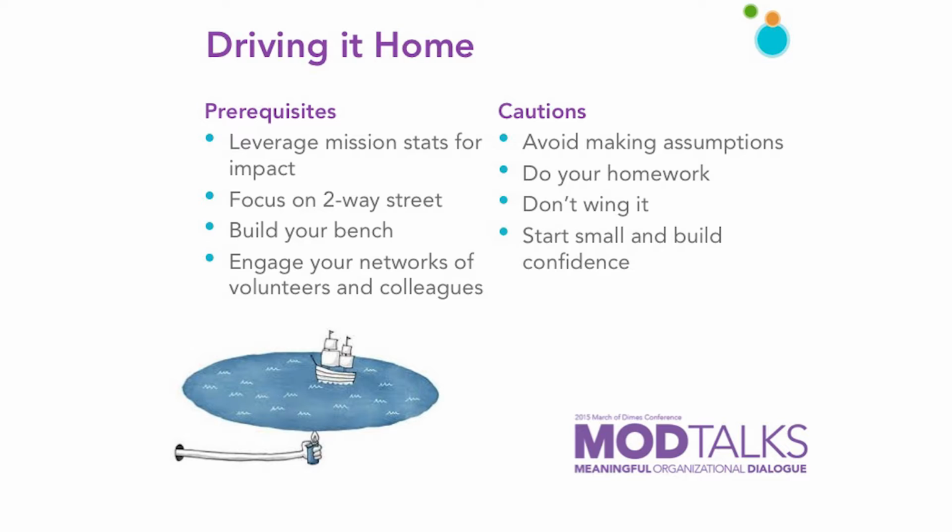How do we make it about them giving back to us, for all of us to work together in this larger community, to find an end to premature birth? And certainly engage your networks of volunteers and colleagues. Michael really talked about this, but every one of these examples is based on a volunteer relationship, cultivating those relationships.